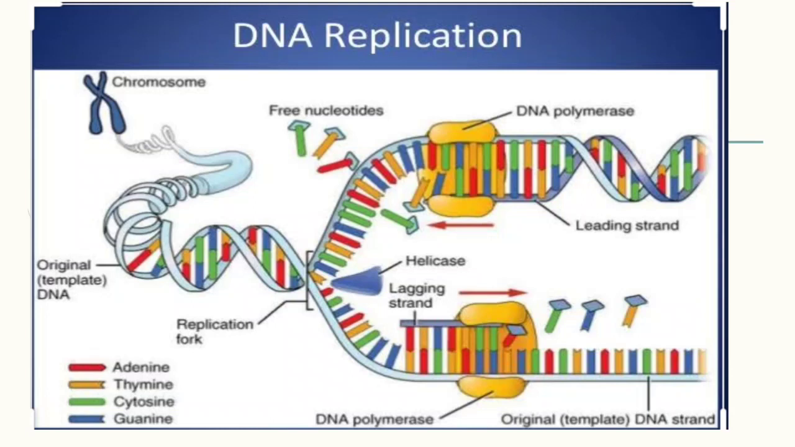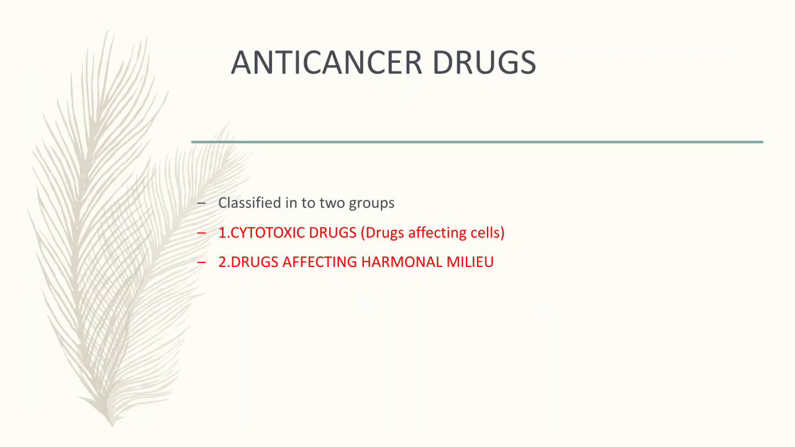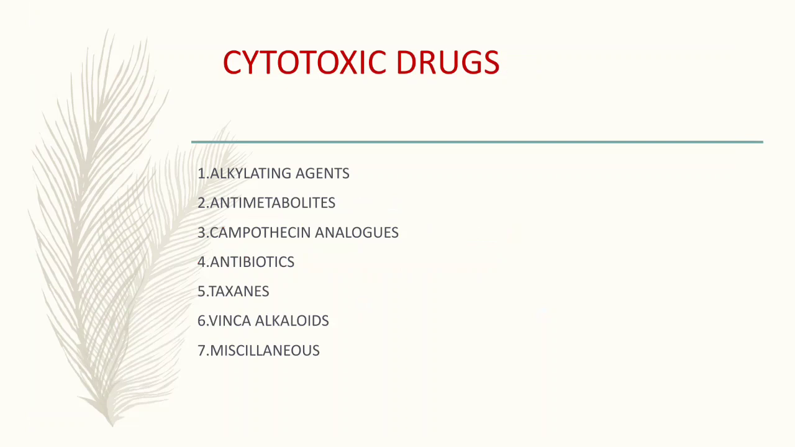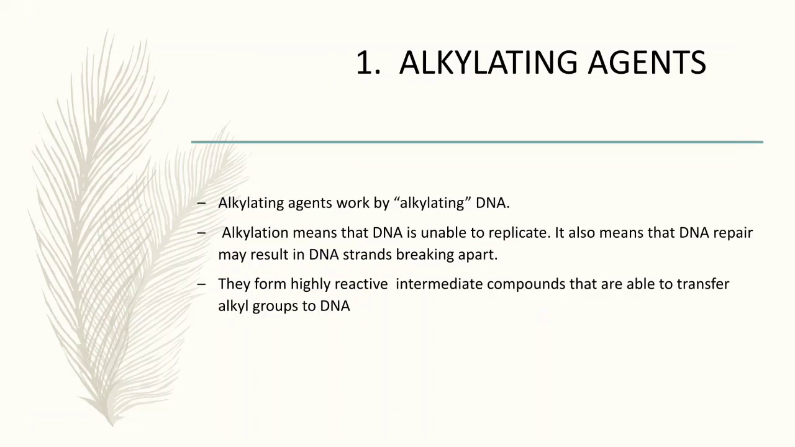Chemotherapy drugs target different parts of the cell cycle. Because of this, they are grouped into different classes. One is cytotoxic drugs and the other is the drugs affecting hormonal milieu. Cytotoxic drugs can be further classified into alkylating agents, antimetabolites, camptothecin analogues, antibiotics, taxanes, vinca alkaloids, and miscellaneous.